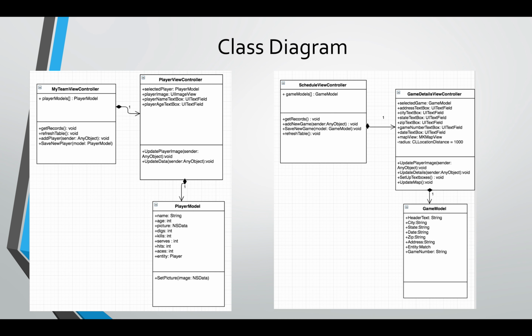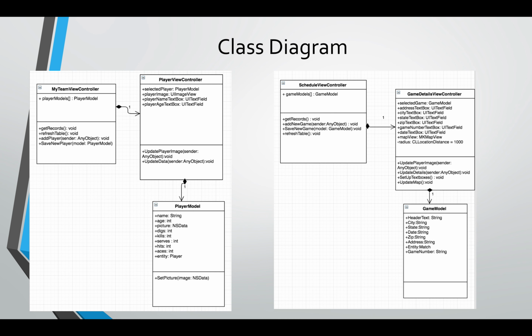When you click that button, you are taken to the My Team view controller, which gives you a list of all the players on your team that you've added so far. If you haven't added any or you need to add another one, there's a button provided that you can add one, and that will add a new player model and a player entity to the Core Data. And when this view gets called, it gets all the records. You also can refresh the table, which will update the entities and the models if you have made any updates or changes or added any new ones.